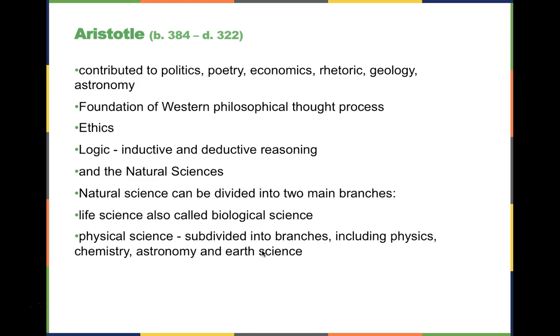The natural sciences can be divided into two main branches. The life sciences, also called the biological sciences, are where we are headed for the semester. The physical sciences are subdivided into other branches that include physics, chemistry, astronomy, and earth sciences.